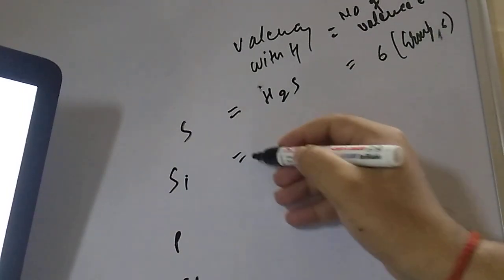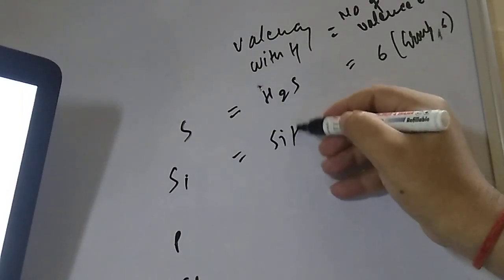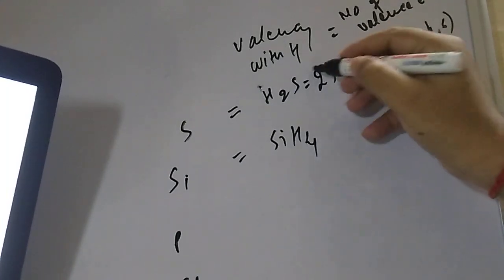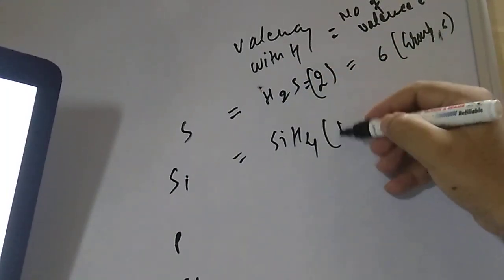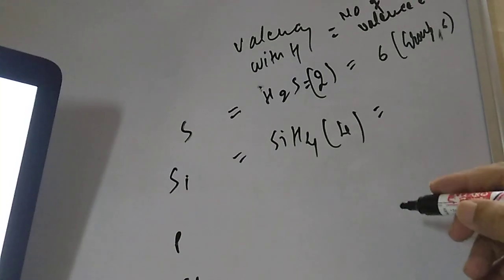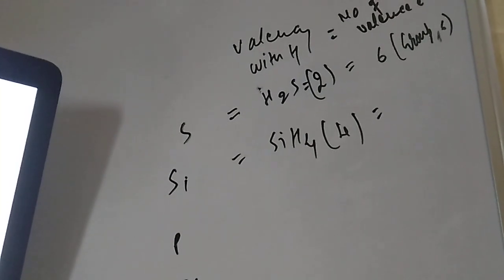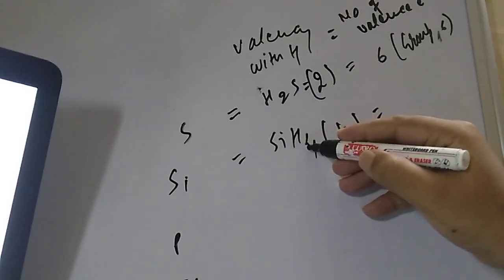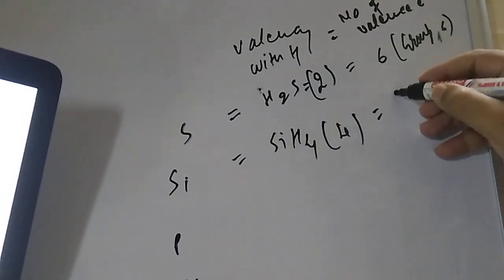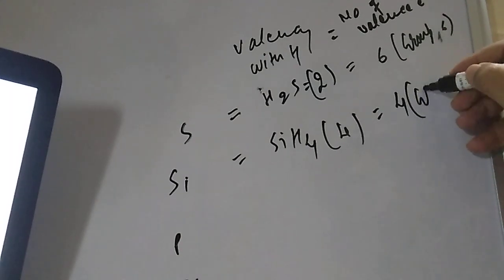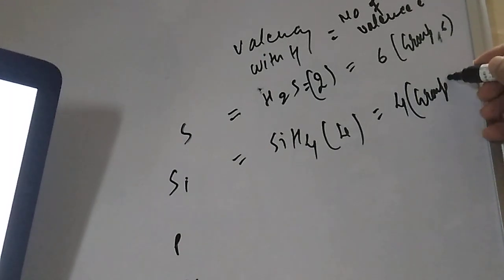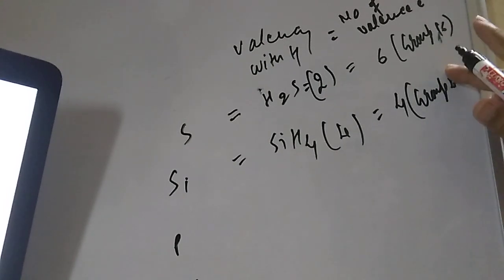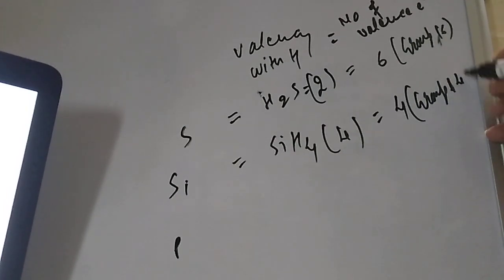If you talk about silicon, it forms SiH4. For sulfur, the valency is 2 here, because of 2 hydrogens. For silicon the valency is 4, because in SiH4 there are 4 bonds, 4 hydrogens. And how many valence electrons? 4, because the group number is 14. So group number 14 means 4 valence electrons.